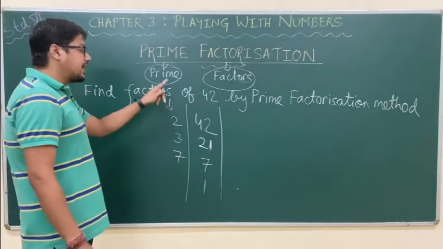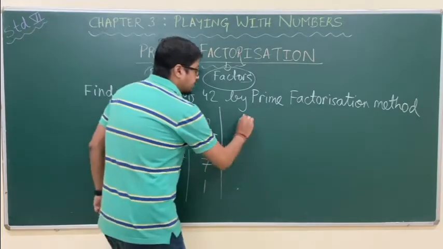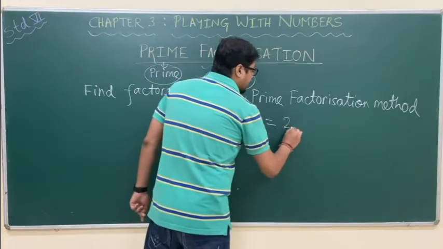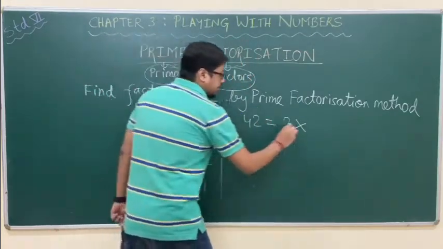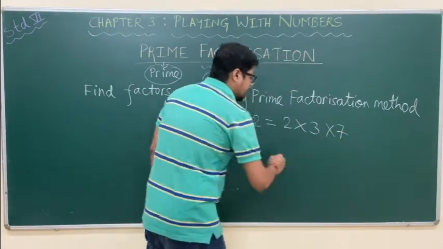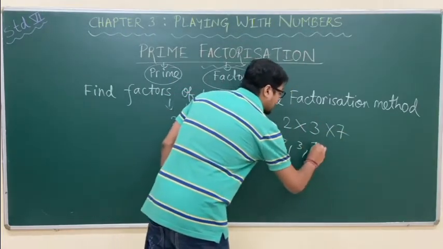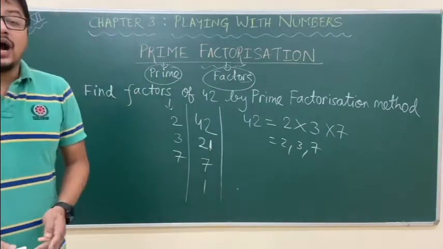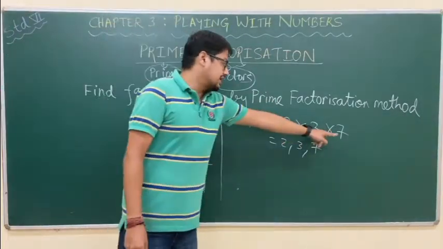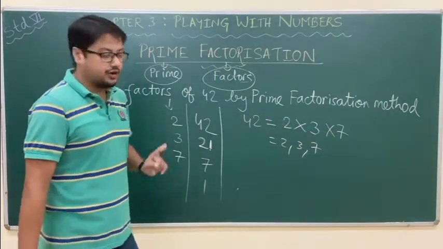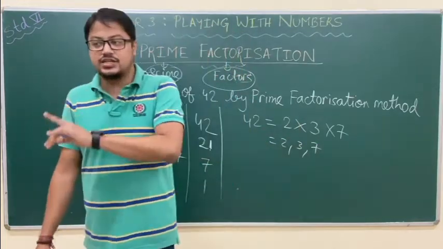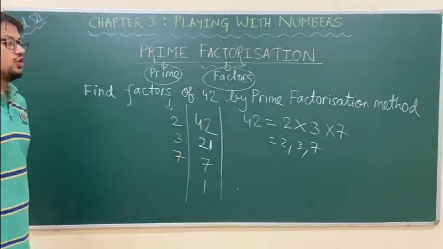So what are the prime factors of 42? Prime factors of 42 are 2 into 3 into 7. If you are not wanting to write into, you can also write 2, 3, 7. And students, how to check your answer? If your answer is correct, multiplication of these 3 will give you 42. Let us see. 2 3s are 6. 6 7s are 42. If answer is coming 42, that means your solution is correct.